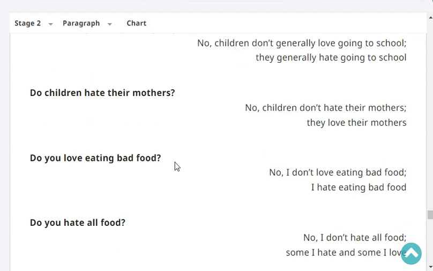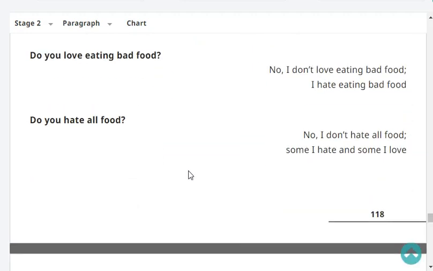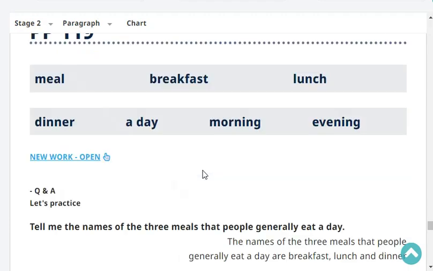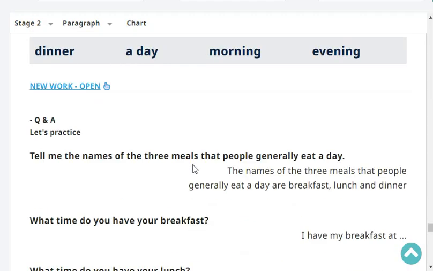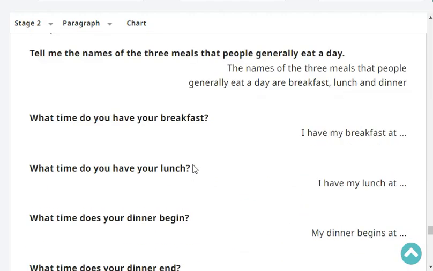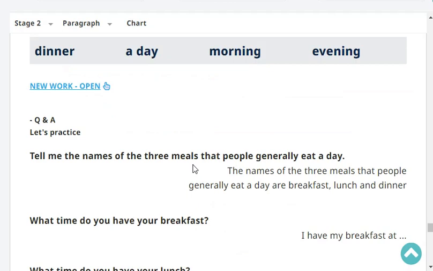Do you love eating bad food? No, I don't love eating bad food. I hate eating bad food. Very good. Do you hate all food? No, I don't hate all food. Some I hate and some I love. Very good.